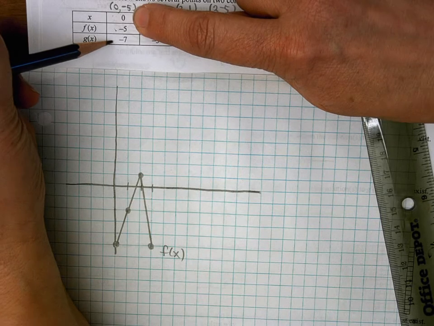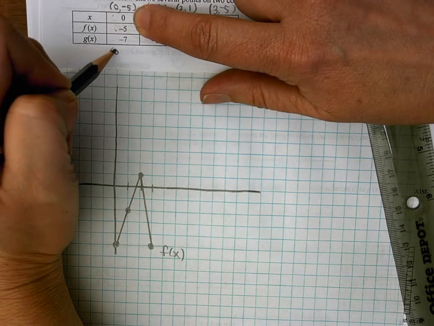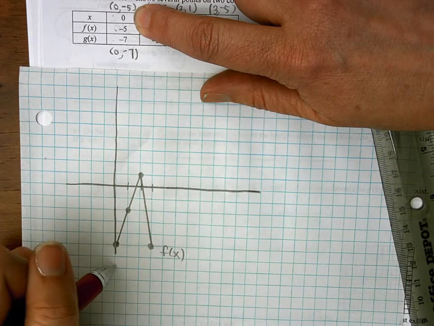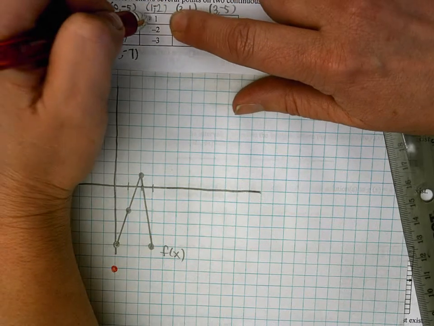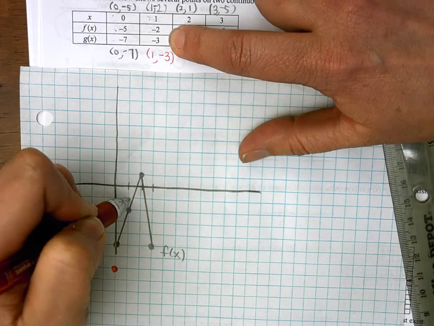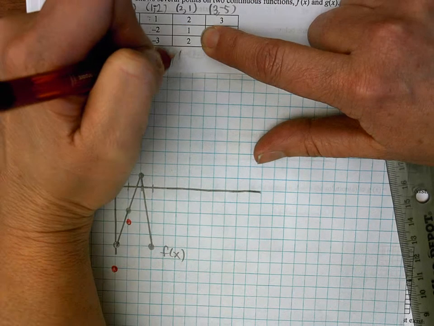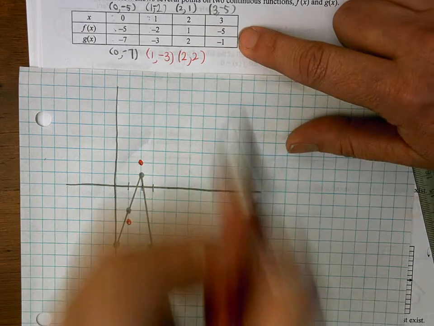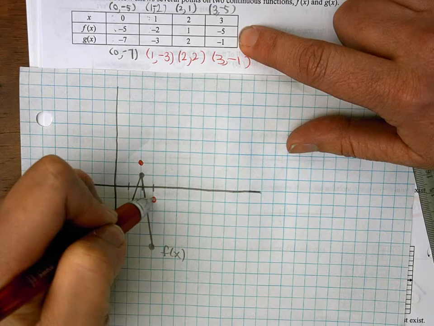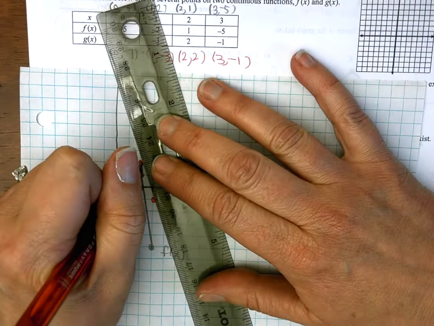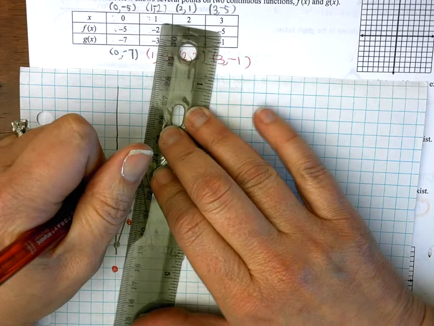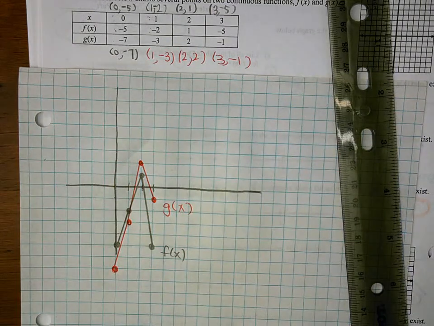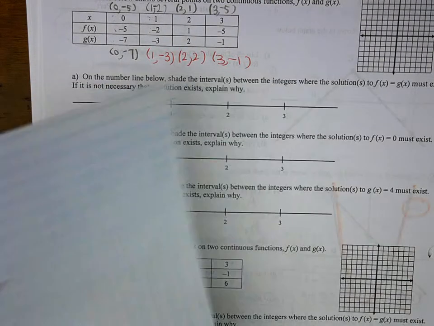All right, so now I'm going to do the same thing for g of x. It's still the same x values, but now my y values are different. So I have to look up here for x and then down here for y. When x is 0, my y value is negative 7. When x is 1, my y value is negative 3. When x is 2, my y value is 2. And finally, when x is 3, my y value is negative 1. And label that g of x. Okay, so that's going to be my graph that I'm going to be using.